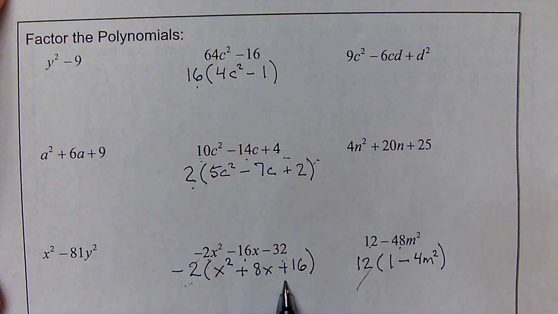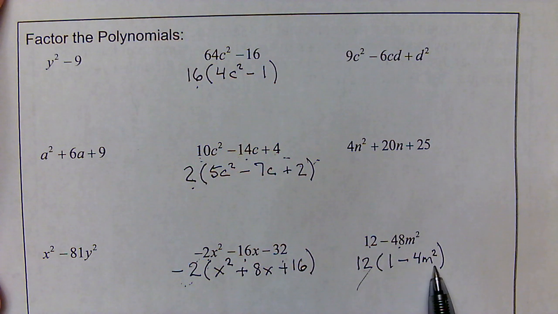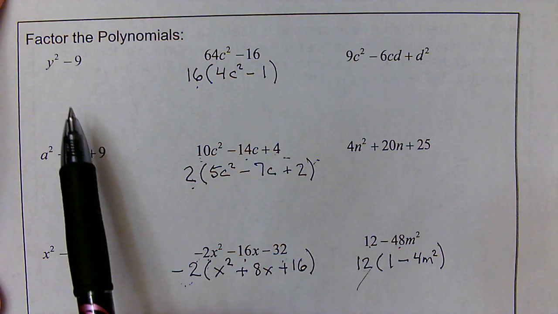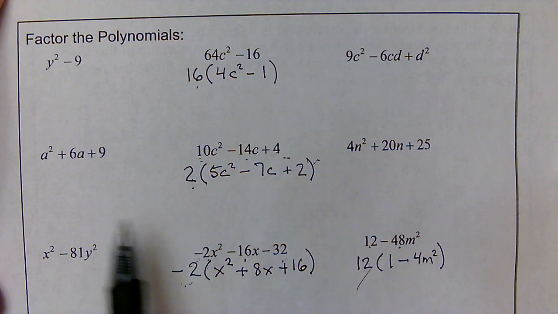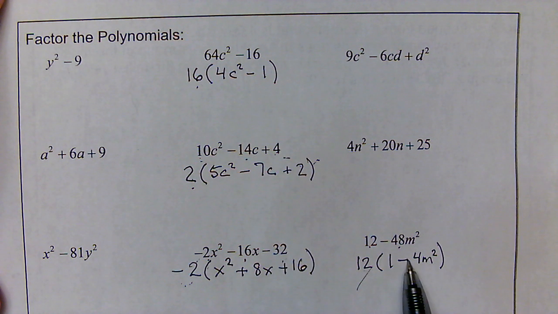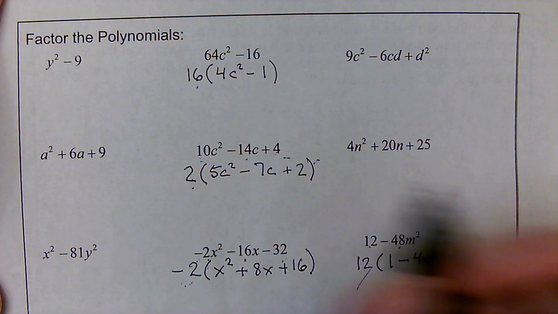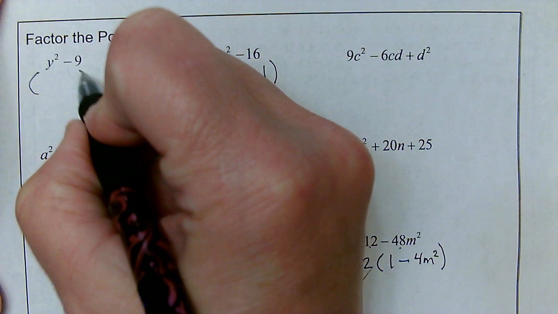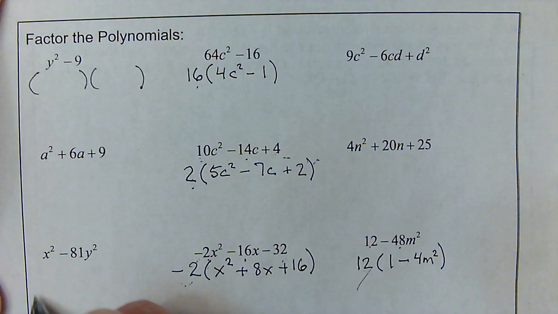This is not a difference of 2 squares, but this has 2 terms. They're both perfect squares and they're subtracted. So all of those ones that I just pointed out are difference of 2 squares. So when you're going to factor a difference of 2 squares, you make 2 sets of parentheses.